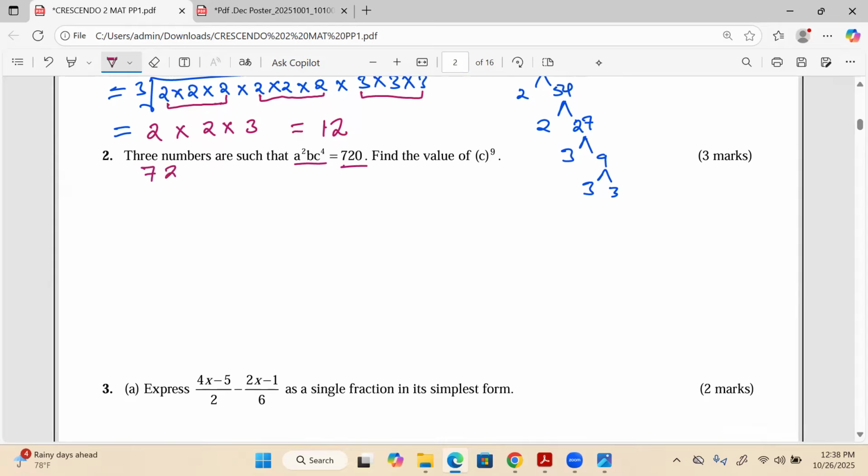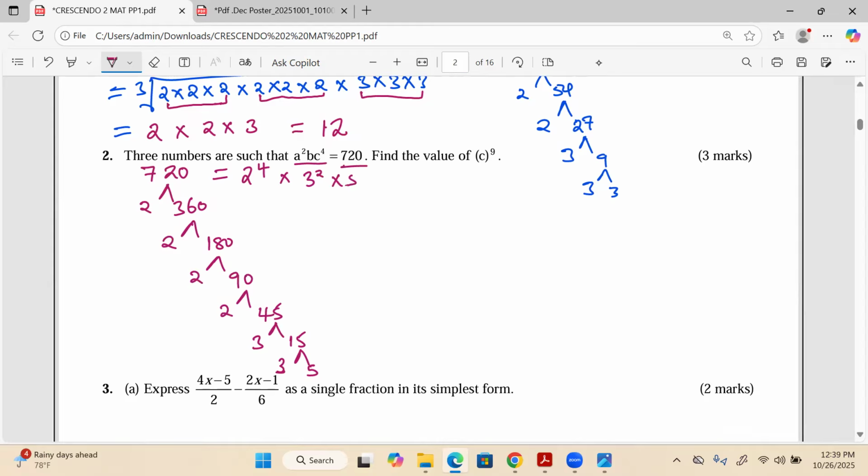So 720 factorized. Let's check by 2. This one divided by 2 gives us 360. Then we proceed by 2 again to give us 180. By 2 again, this one gives us 90. And by 2 again, we have 45. Then by 3, 45 divided by 3, we get 15. Divide by 3, we get 5. Therefore, 720 equals 2 power 4 times 3 power 2, then times 5.